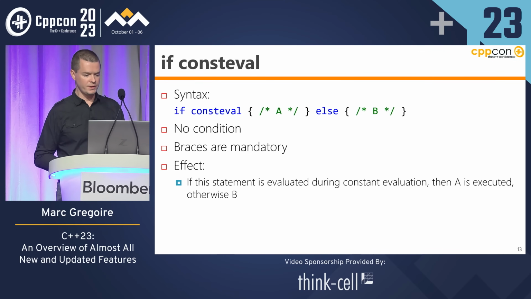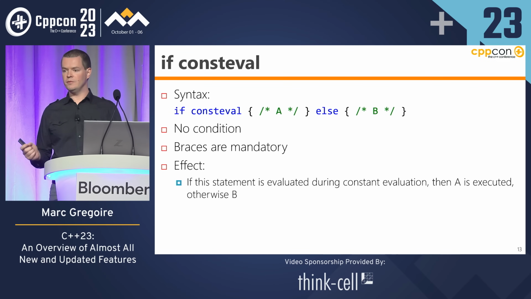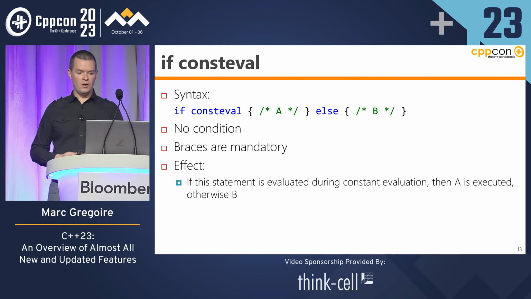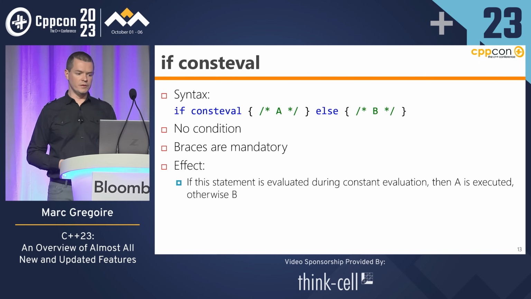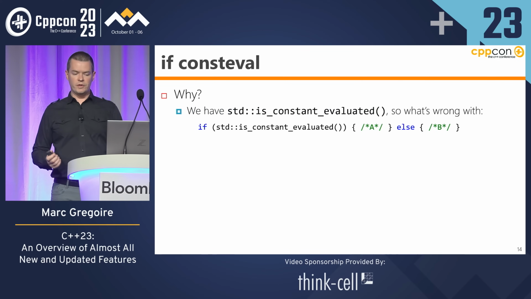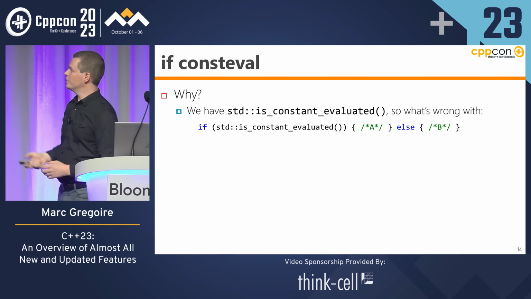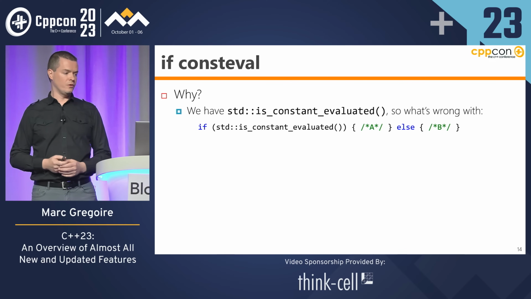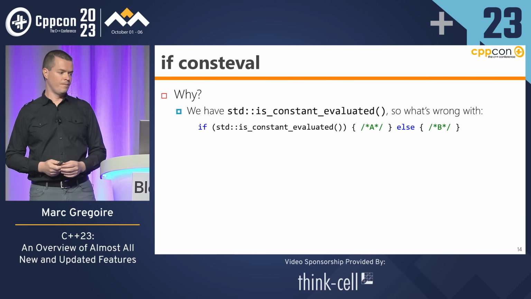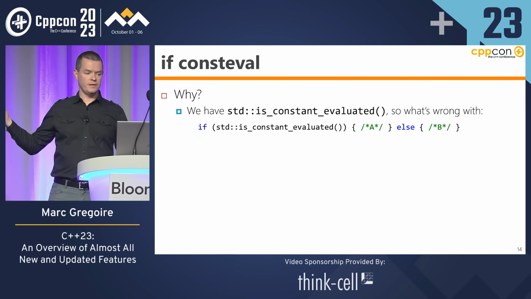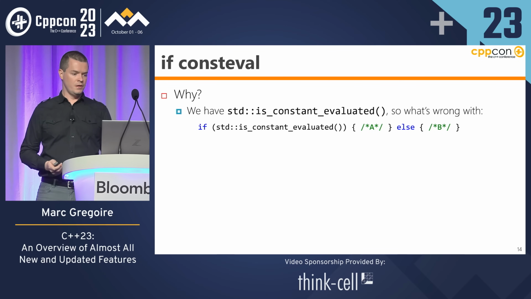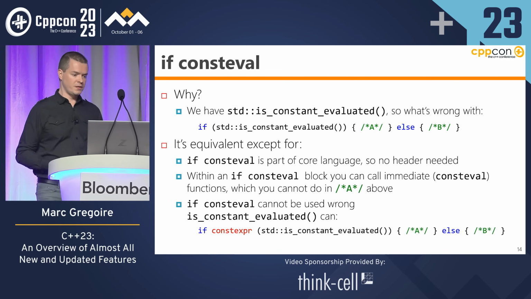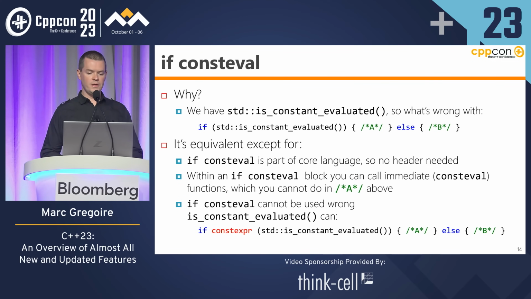And what's the effect of this? The effect is that if this statement is executed at compile time, or in a constant evaluation, then A is executed, otherwise B. So why do we have this? Because we already have a function in the standard library called isConstantEvaluated. So what is wrong if you write if isConstantEvaluated A, otherwise B? Not much. It's actually almost equivalent.